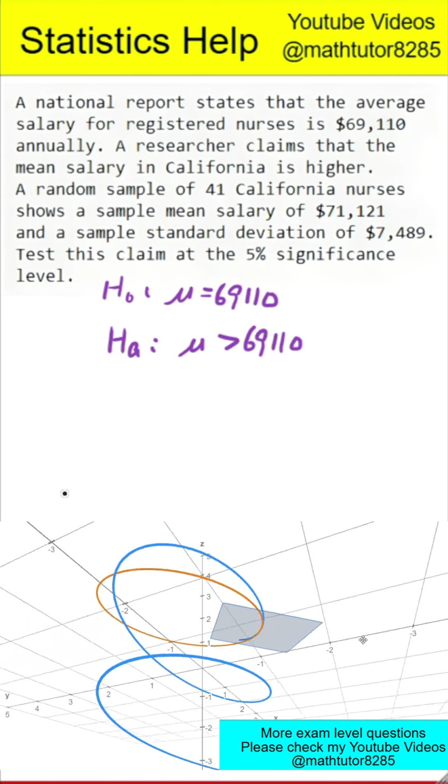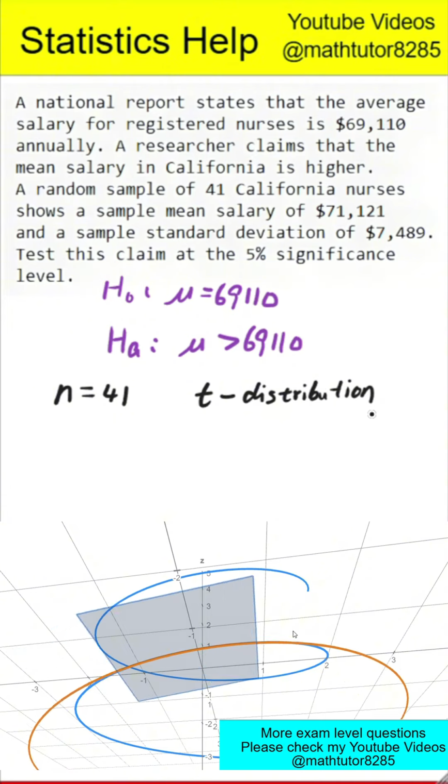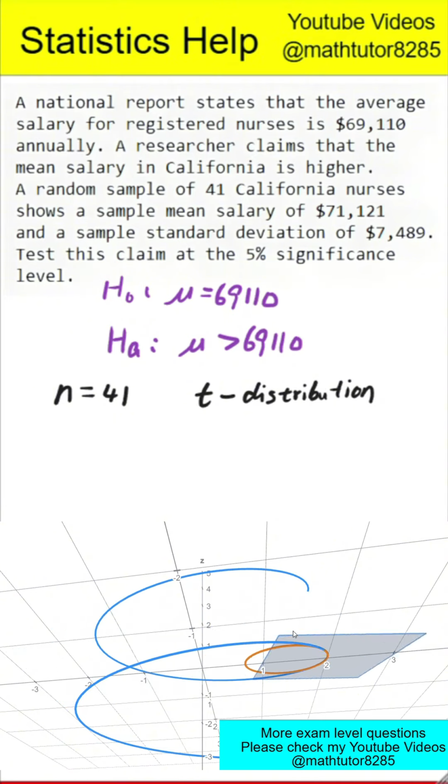Next step is choosing the test. Since we do not know the population standard deviation and our sample size is greater than 30, we use the student's t-distribution. Why this matters? If you know the population standard deviation, you'd use the z-distribution instead.